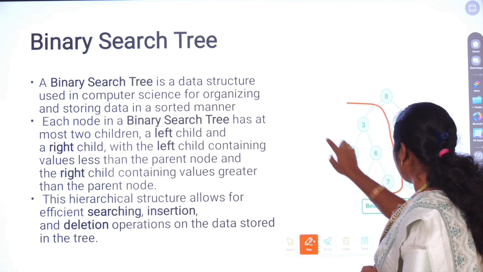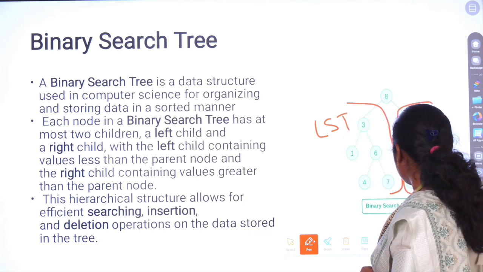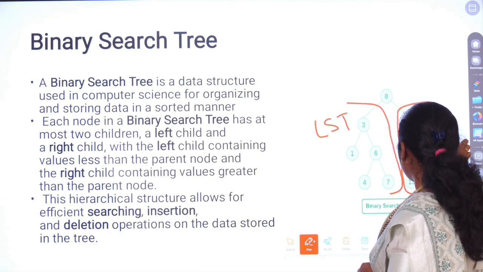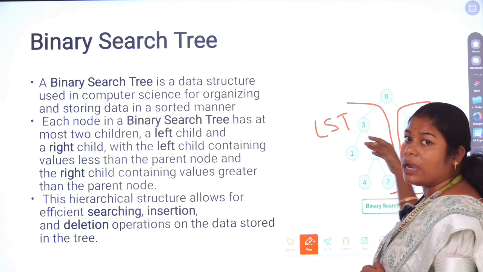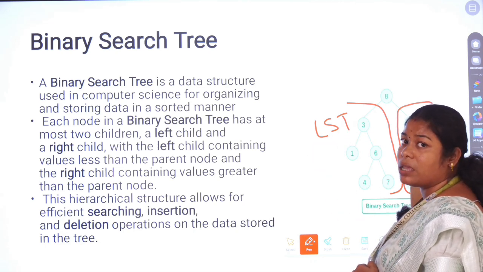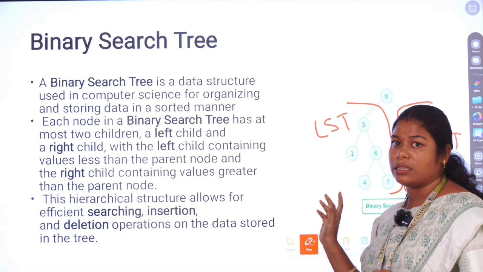this is the left subtree and this is the right subtree. The left subtree should always be less than the root node and the right subtree should always be greater than the root node. That is the major condition for a binary search tree.